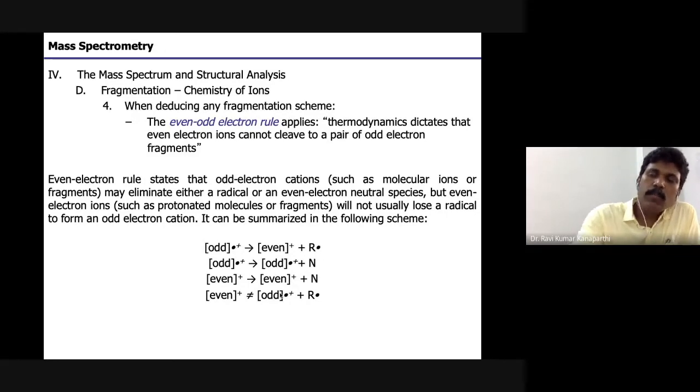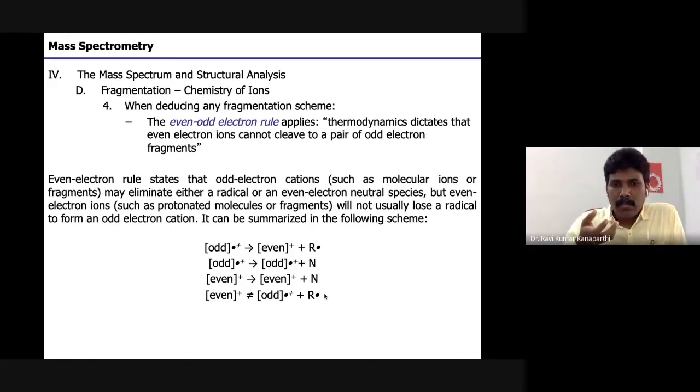This is very useful while writing the fragmentation pattern. When you are writing, you have to see what type of species is formed, whether it is the odd electron species fragment or the even electron species, and then you have to apply these rules. And you cannot write successive losses. So basically what I'm trying to say is that if you have an odd electron species, two successive odd electron species cleavages are not possible. That is what I am trying to say.